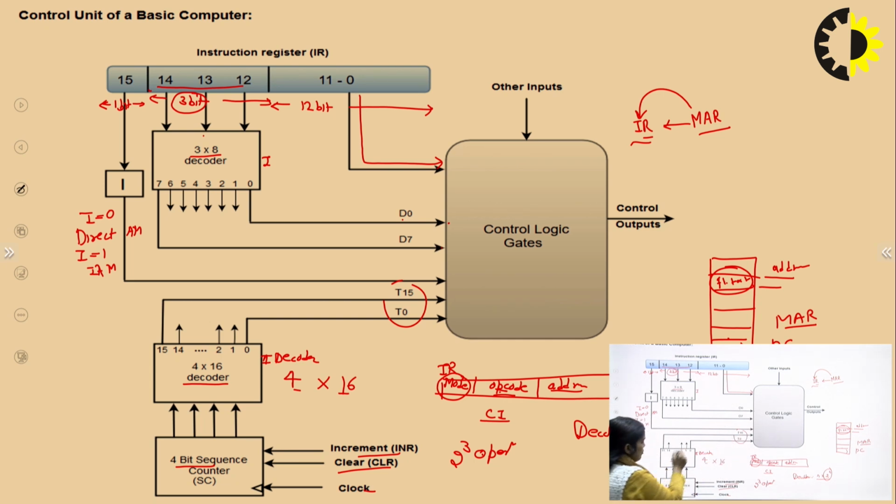This input is coming from the sequence counter. Actually, the sequence counter gives the input to the second decoder. This decoder is the 4x16, and so there will be T0 to T15. So the other inputs are like this. This is the overall concept for the hardwired control unit.